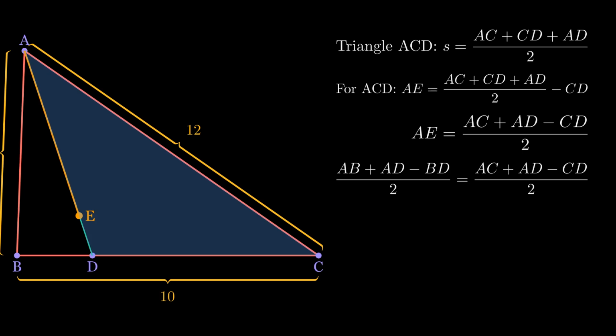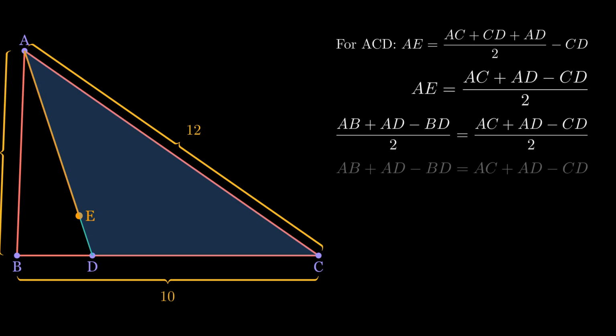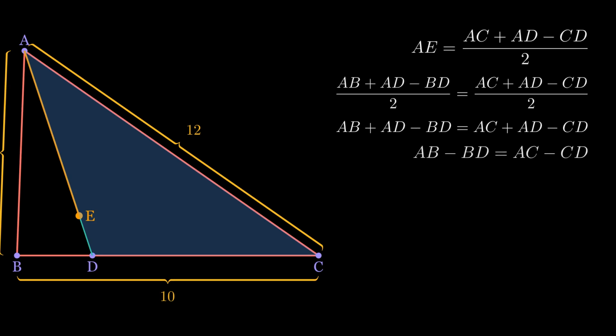Since both expressions equal AE, they must equal each other. This gives us our constraint equation. Multiplying both sides by 2 to eliminate fractions, we get this expression. Notice that AD appears on both sides and cancels out. This gives us a simpler equation. Now, we can substitute what we know. AB is 7 and AC is 12.